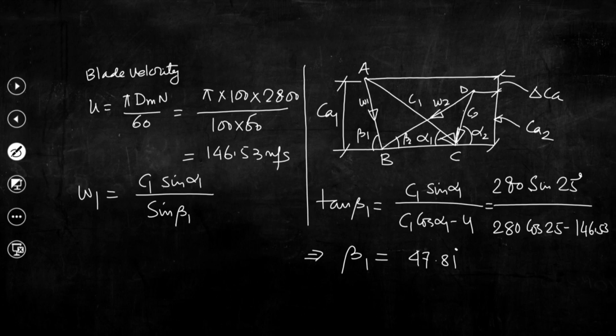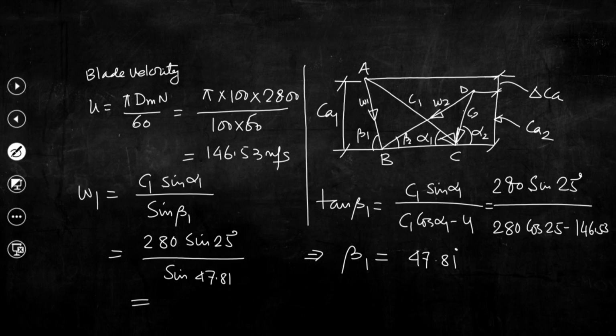So, the first step should be to calculate beta 1. Once we calculate beta 1, C1 is known, alpha 1 is known, we can calculate W1. So, that is 280 sin 25 divided by sin 47.81, and you will be getting the value 159.7 meter per second. So, this is W1.